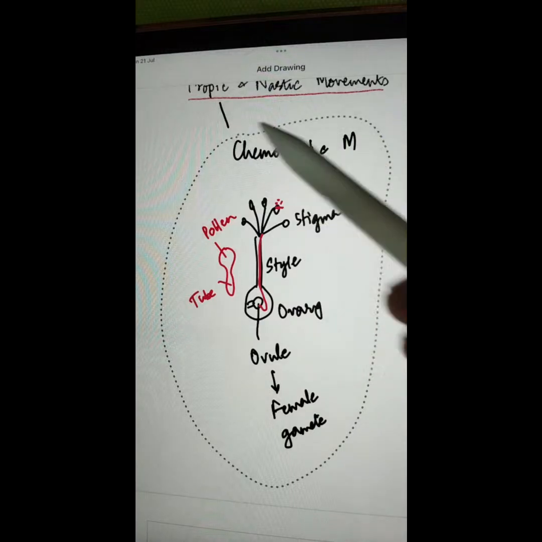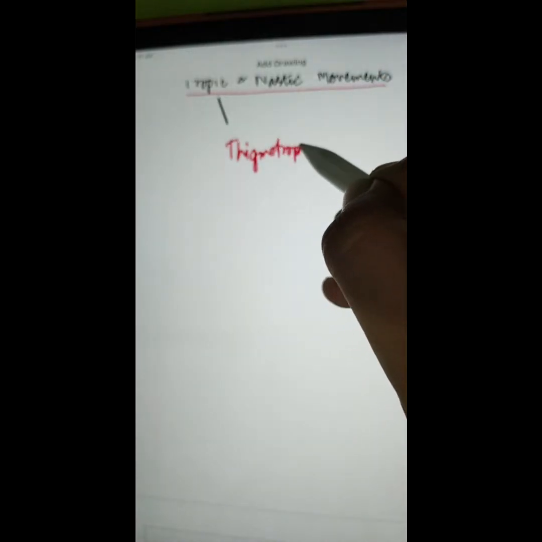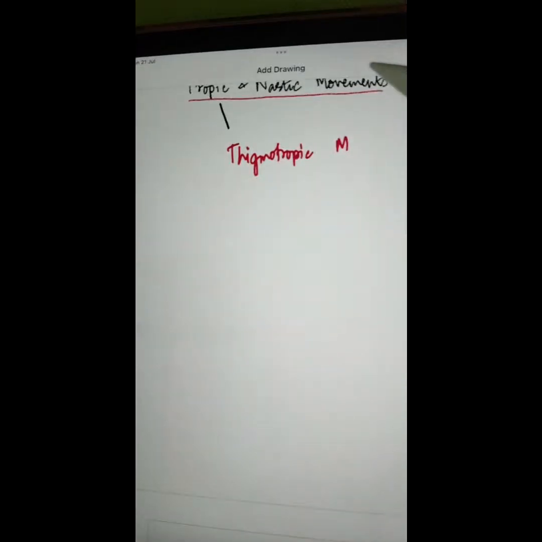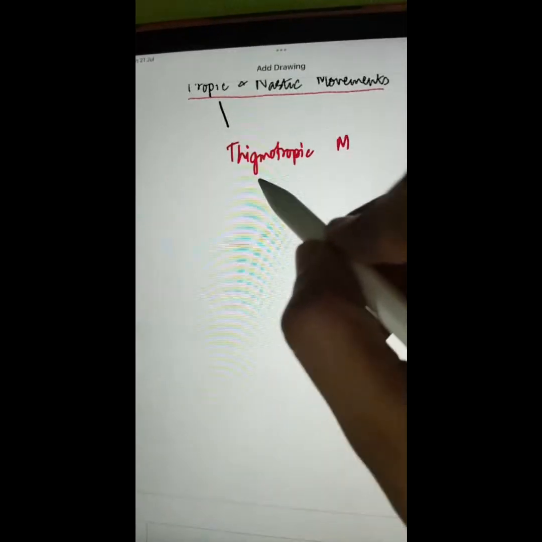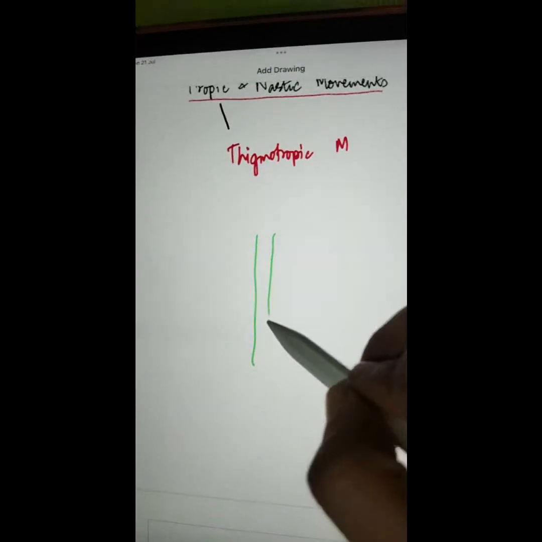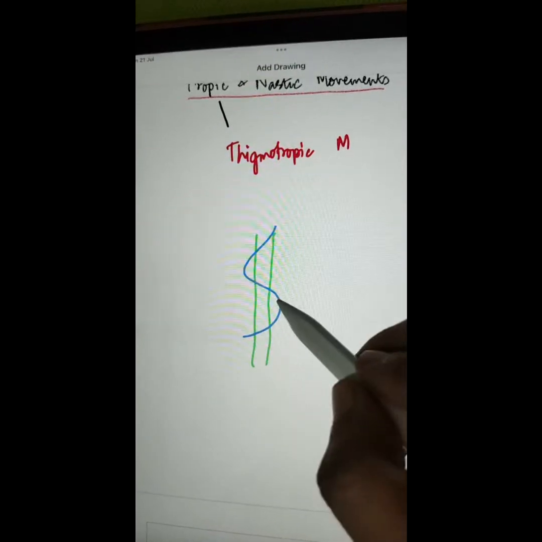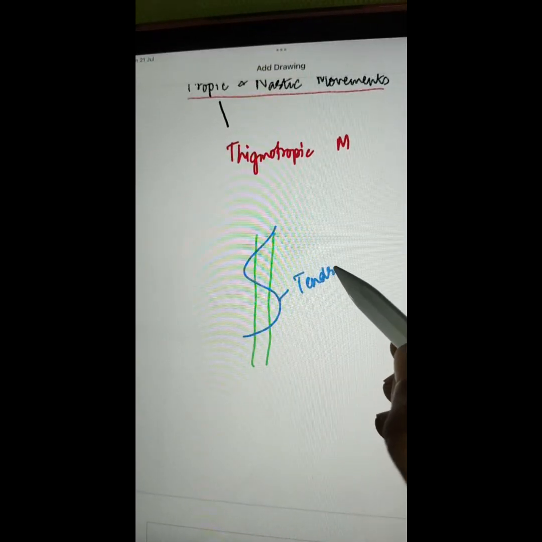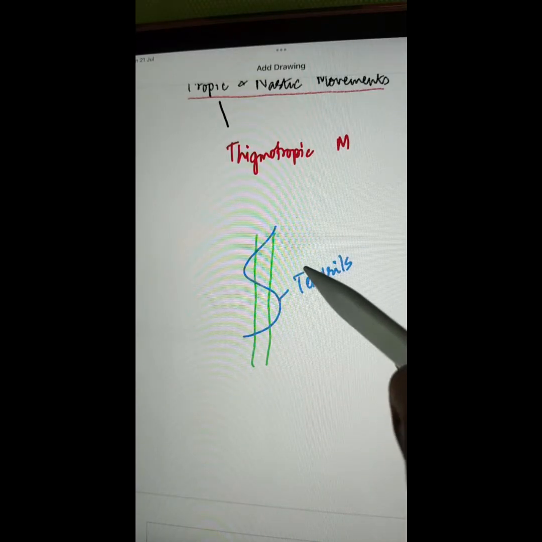Now the next type of movement is thigmotropic movement. Thigmotropic movement is very important to know because there is another type of nastic movement, thigmonasty. So this is movement in response to touch. Suppose you have a plant which has the ability to stand erect, but there is another plant that cannot stand on its own, so it is going to take the support. So the movement of tendrils along the erect part of the plant comes into this example.